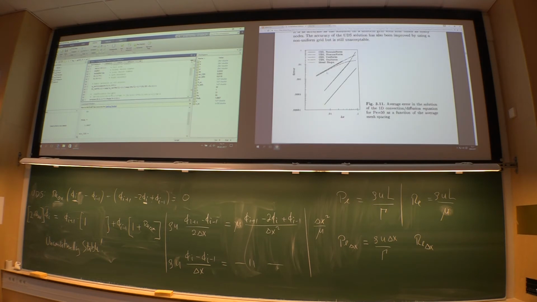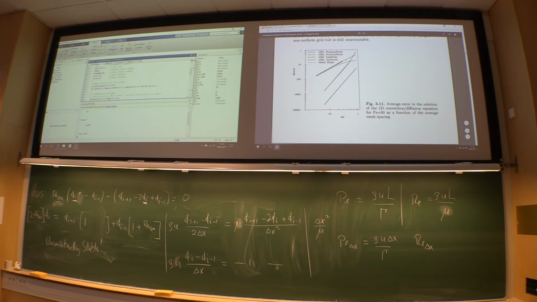Yeah, he plots the error, and here, of course, in a log-log plot, you can see the error with the slope there: the second order scheme, central differencing, goes with a slope of 2, and upwind goes with a slope of 1, first order.